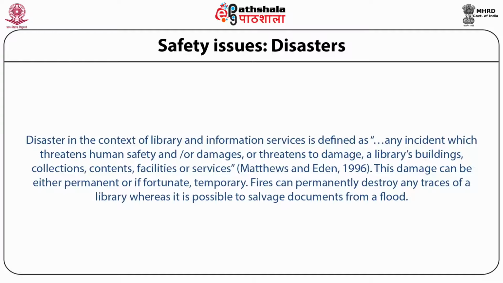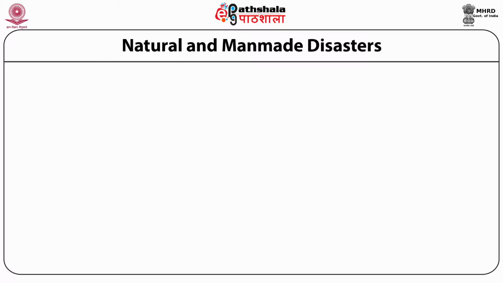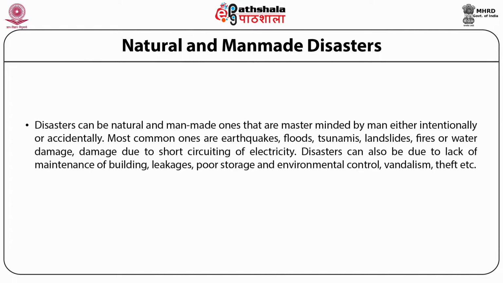This damage can be either permanent or, if fortunate, temporary. Fires can permanently destroy any traces of a library, whereas it is possible to salvage documents from a flood. Natural and man-made disasters. Disasters can be natural, and man-made ones that are masterminded by man either intentionally or accidentally.